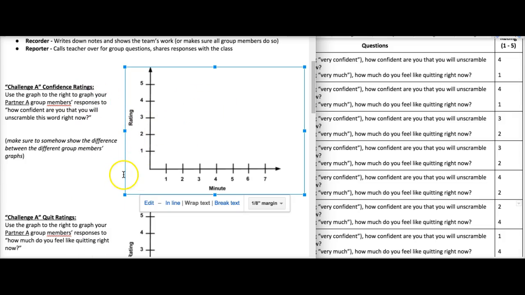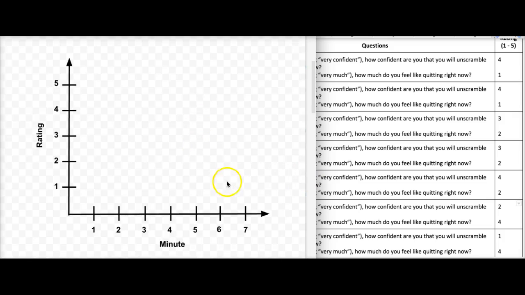So all the graphing is going to look the same. You're just going to be graphing different numbers. So let me just show you how to do this one. So let's go in here. You've got the rating on this side, 1, 2, 3, 4, 5. That's the number the partner gave you, and the minute, 1, 2, 3, 4, 5, 6, 7, that you asked it in. All right. You should have done this kind of graphing before, but just to make sure, right?